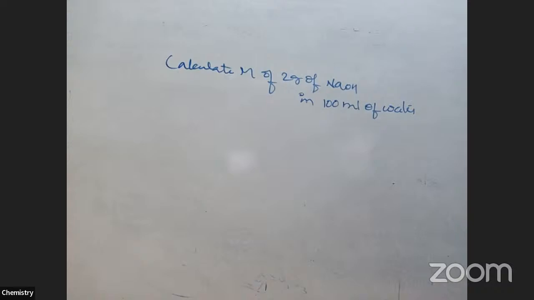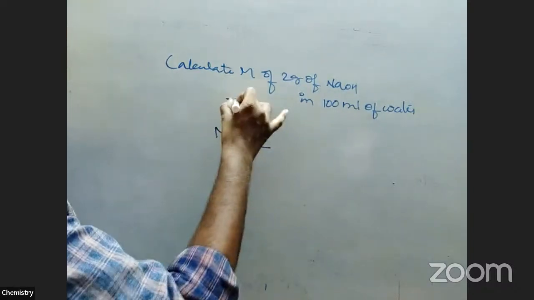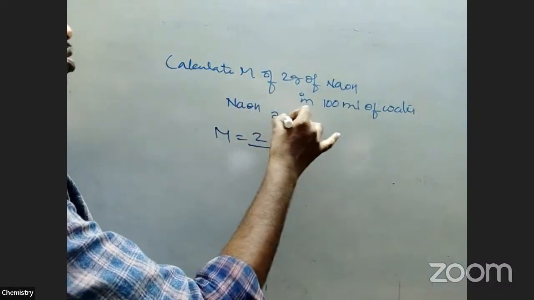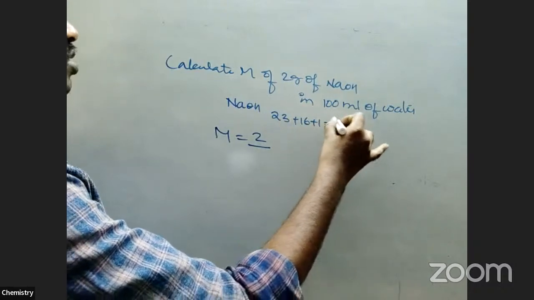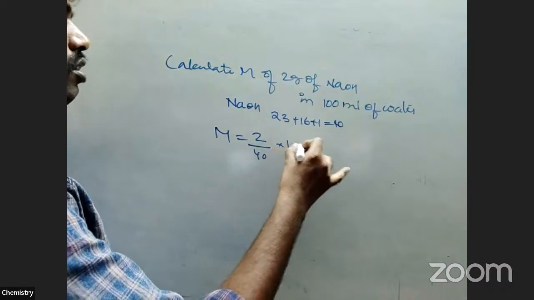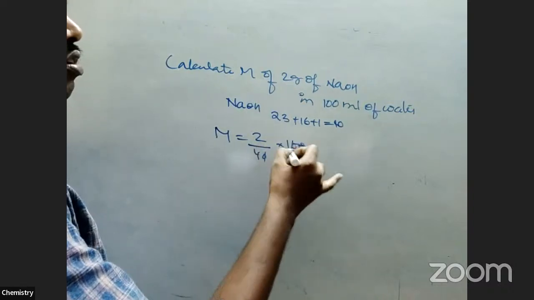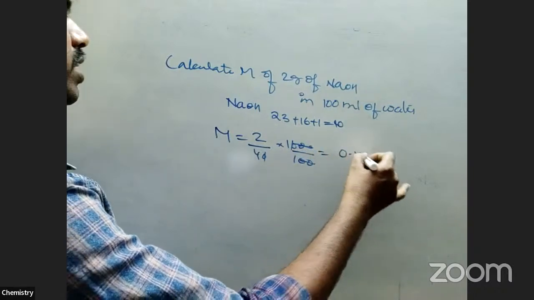Weight of solute is given: 2 grams of NaOH. So molarity is equal to weight of NaOH, 2, over molecular weight of NaOH, 23 plus 16 plus 1, that is equal to 40, into 1000 by 100. What is the value we get? 0.5.